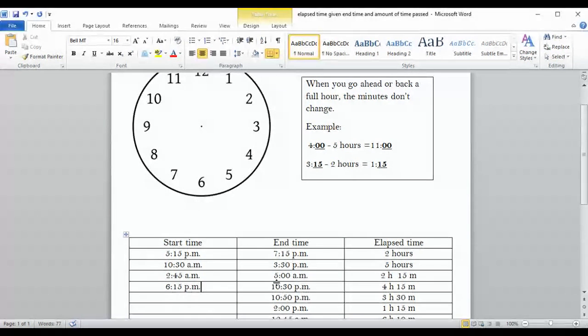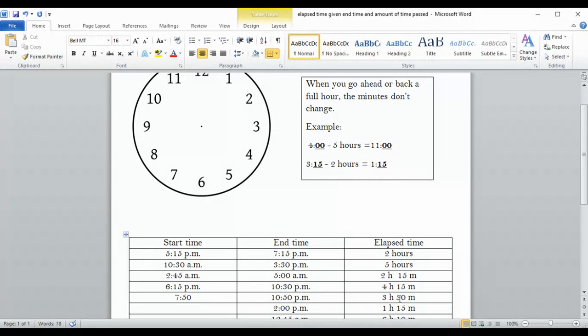So let's try this one. 10:50. 10:50 p.m. is 10:50 at night. We're going to go back 3 hours and 30 minutes. So I'm going to start with the 3 hours part. So if I'm at 10:50, my hour hand would be here. I'm going to go back 3 hops. 1, 2, 3. That would put me at 7:50.